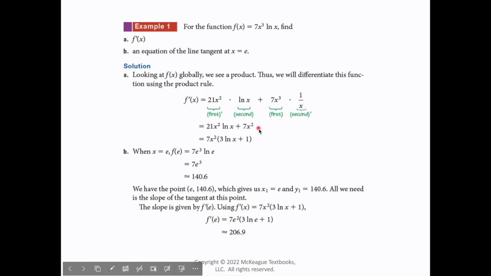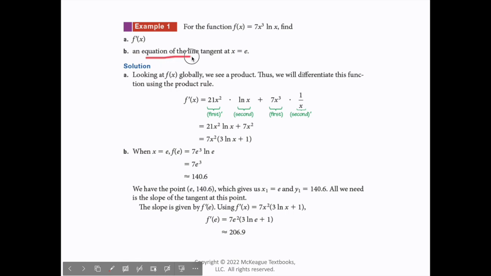When we start simplifying this, when we multiply these together, we get 21x squared. When I multiply this together, I have 7x to the third over x. So one of the x's gets canceled out, and we're left with 7x squared. I would be fine at this point if you left it like this, but the author of the book chose to take it a little bit further and factor. So he factored out a 7x squared. So this is the derivative of this function here.